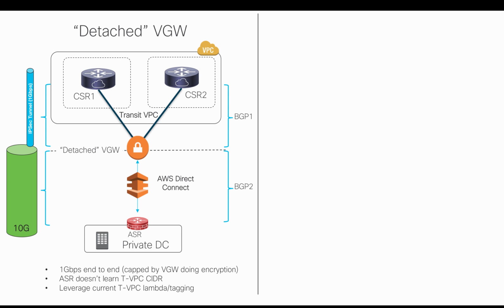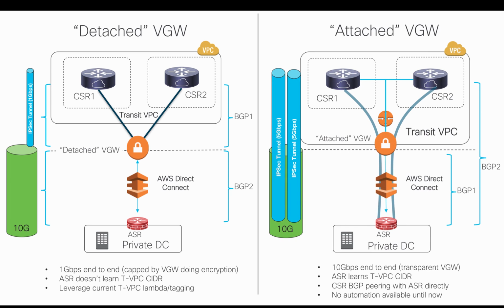If you are running a 1 gig Direct Connect or sub 1 gig Direct Connect, I think this will be the perfect solution. The other one is called the attached VGW. The main idea to attach the VGW to the Transit VPC is to make it transparent to the overlay. After you attach the VGW to the Transit VPC, the CSR can talk to the ASR directly, and then they can build a tunnel. You have the option to do non-encryption, so you can do a GRE from CSR to ASR. You can do IPsec if you need encryption.